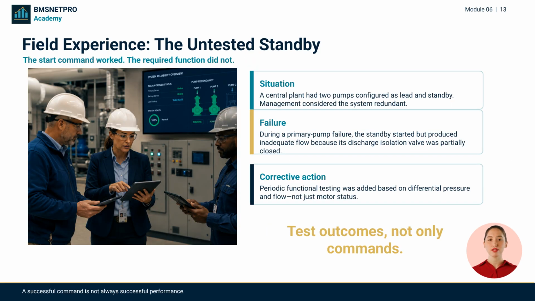This field example shows the difference between installed redundancy and demonstrated redundancy. The standby pump started, but it did not deliver the required flow because a valve was left partially closed. The corrective action was to test the outcome using differential pressure and flow, not only the motor start command.